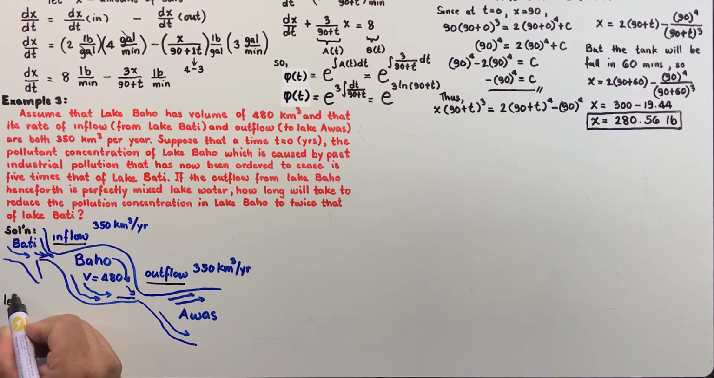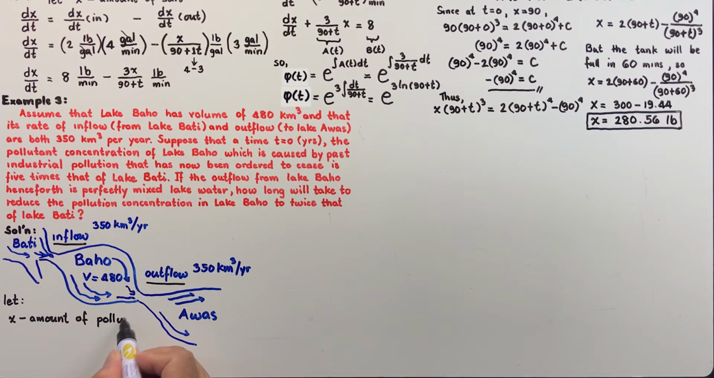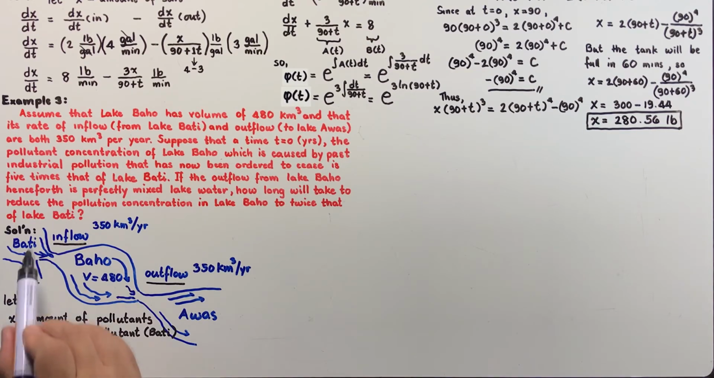So let's represent our variables here. Let X be the amount of pollutants in Lake Baho, and C the amount of pollutant of Lake Bati, because the amount of pollutants in Lake Bati was not given in the problem.